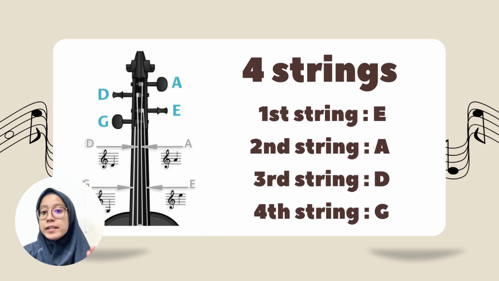As you can see in the diagram given, the violin has four strings. The first string, which is the highest string, is called the E string, followed by the second string, which is called the A string. The third string is the D string, and the lowest string, which is the fourth string, is the G string. So you can remember the strings by remembering the alphabet E, A, D, G, from the highest to the lowest.